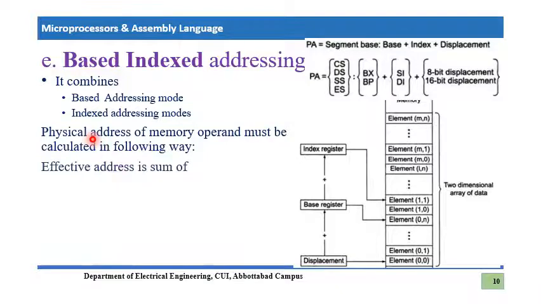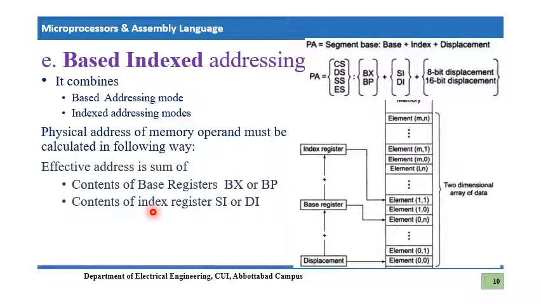So the effective address of that physical address will be a combination of this time 3 things: content of base register, which can come from either BX register or base pointer register. Second thing is content of index register, which can come either from source index or destination index. Third thing is 8 or 16-bit displacement, and all these 3 things will be given in the instruction. So one can simply understand how it combines the 2 modes. In the base addressing mode, we had only base register and displacement, while in index mode we had index register and displacement. But in this mode we are combining these 3 things.